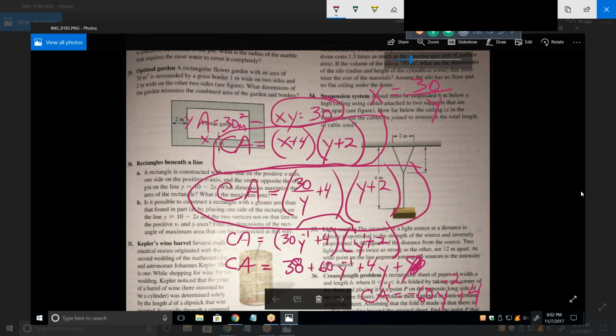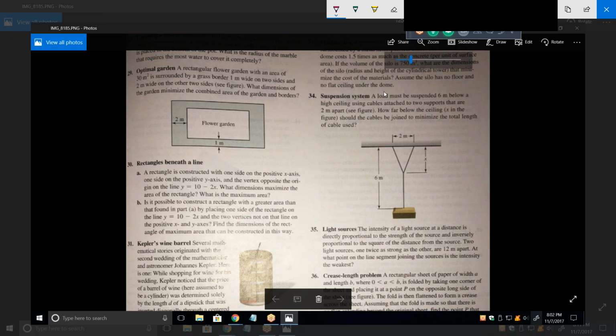Okay. So let me see. Minus 60y to the negative 2 plus 4. That is CA prime. What are we going to do now? We've got the derivative of the function that we're interested in, and that we want to minimize.